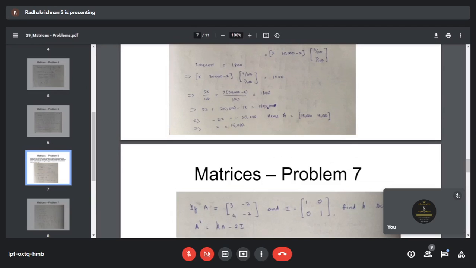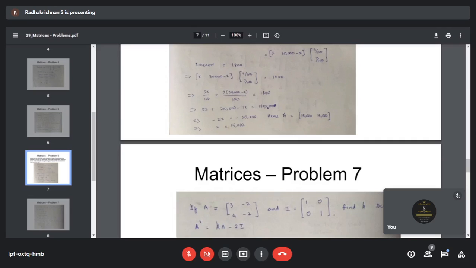Okay. So if A equals [[3, -2], [4, -2]] and I equals [[1, 0], [0, 1]], find k so that A squared equals kA minus 2I. These are simple matrix manipulations. It's given that A squared equals kA minus 2I, then you have to determine k. So you can rewrite this equation as kA equals A squared plus 2I. So you calculate A squared and add 2I to that.